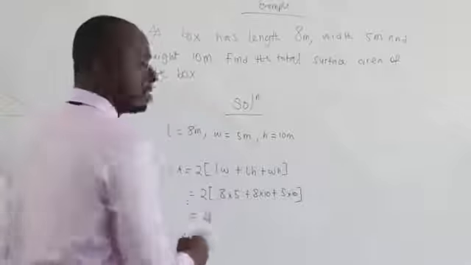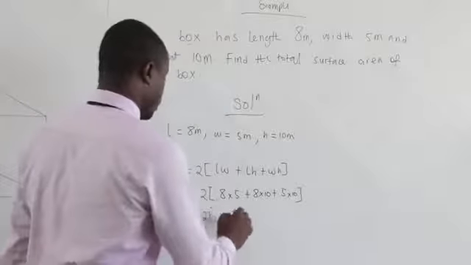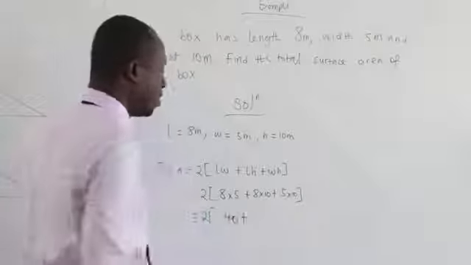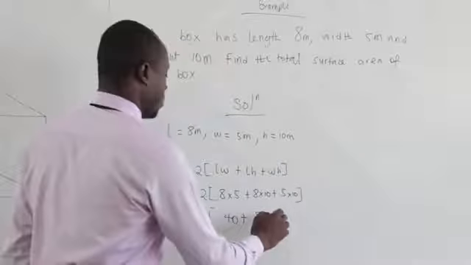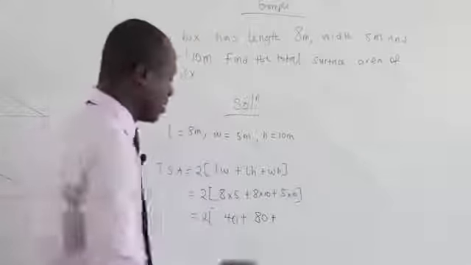2 outside. What is 8 times 5? That is 40. What is 8 times 10? That is 80. What is 5 times 10? That is 50.